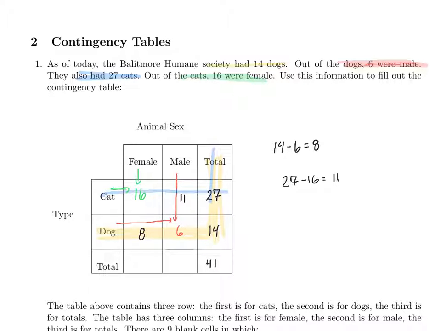I've got 11 male cats, 6 male dogs, so I've got a total of 17 male animals. And then I've got 16 female cats plus 8 female dogs, and adding those up there, I get 24. Once again, if everything works out, it should add. So I should be able to take this 24 down here, plus the 17, and get my 41.